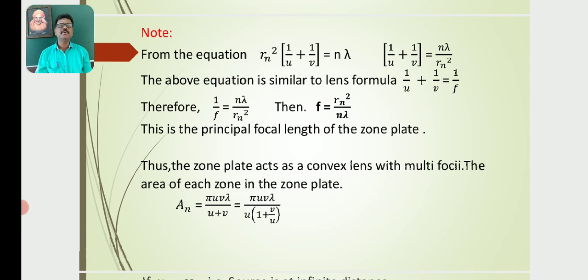Thus the zone plate acts as a convex lens with multiple foci. The area of each zone in the zone plate, An, is equal to pi U V lambda by U plus V, which is equal to pi U V lambda by U into 1 plus V by U.